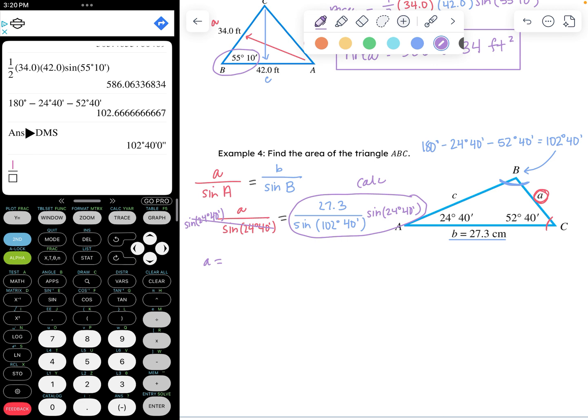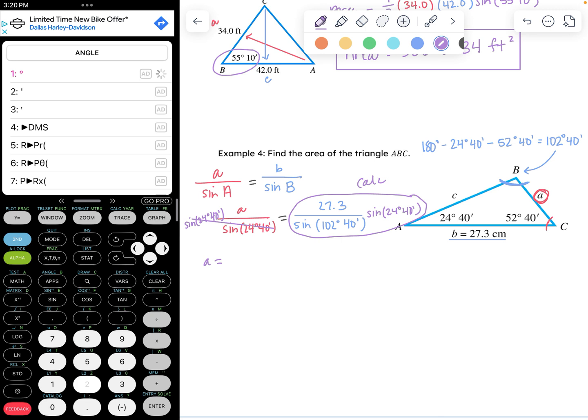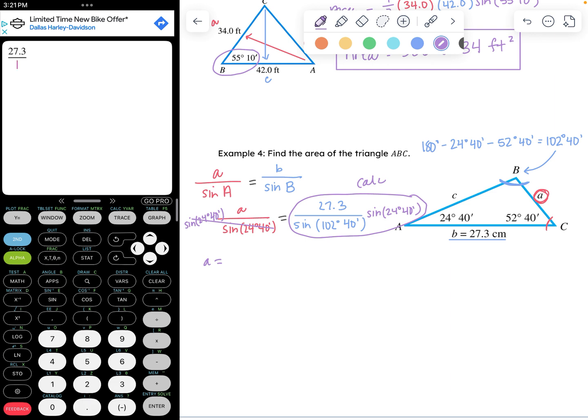So I'm going to type in my fraction, 27.3 over the sine of 102, second apps 1 for the degree sign, 40, second apps 2, times the sine of 24, second apps 1, and 40, second apps 2. Okay, and that gives me this decimal.